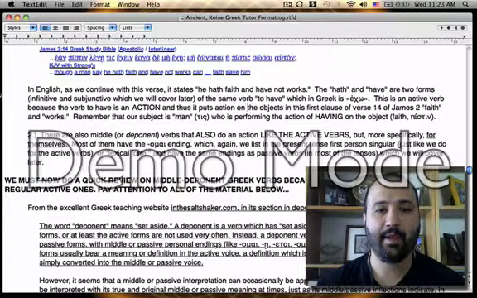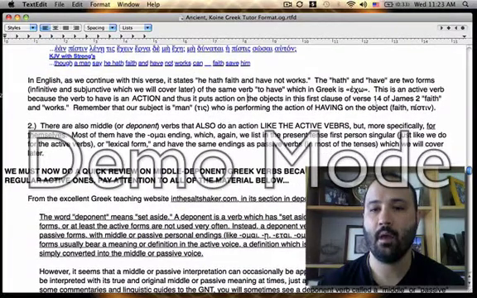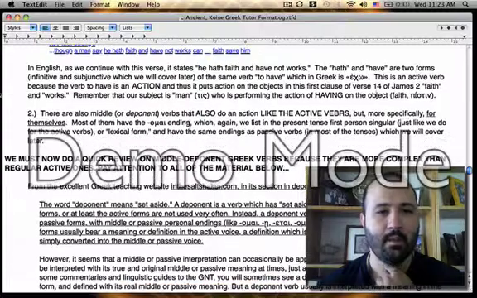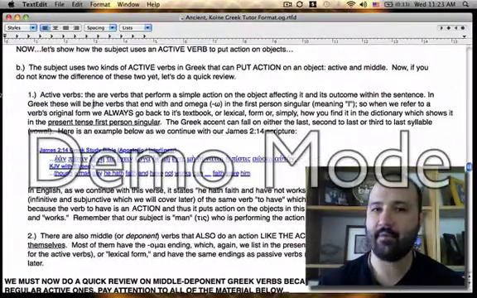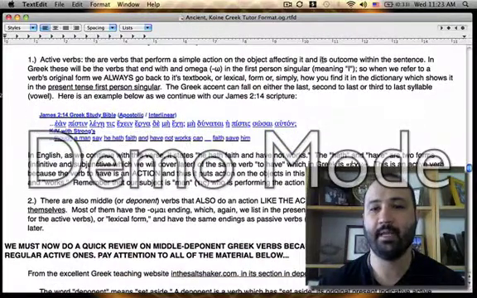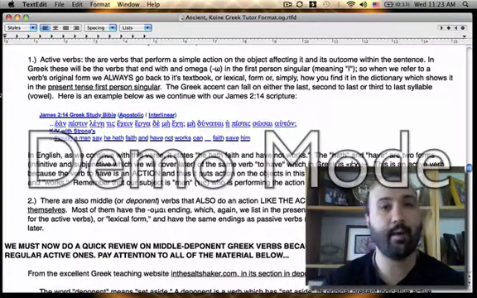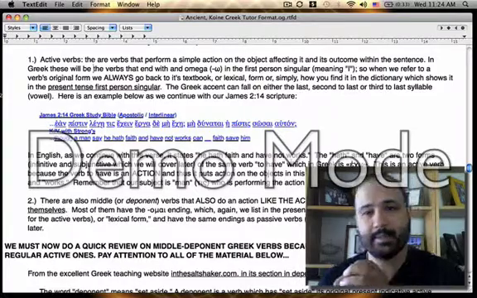So, remember that our subject is the one performing the action of having on the object. Faith, pistin. And we also, of course, went over erga. So, number 2, second type of verb. Our first verb is the active verb, the one that's performing a simple action on the object, affecting it and its outcome within the sentence. And what is the affecting part? Again, it's being put in a different case.